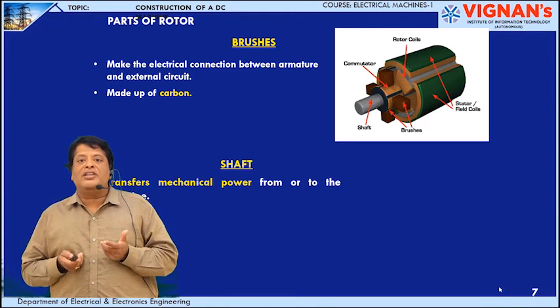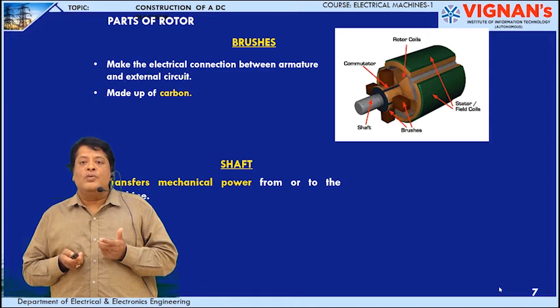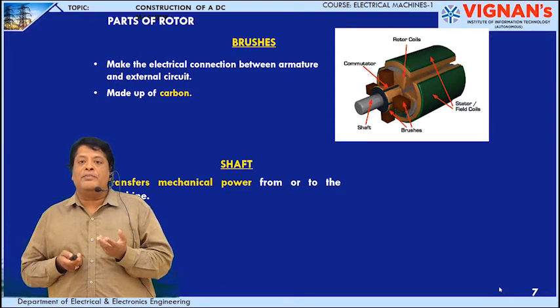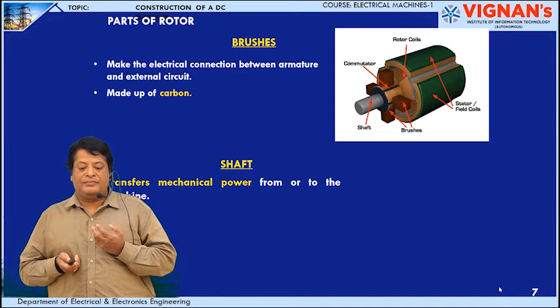Already we have seen the armature and commutator, all the things we are keeping on the shaft only. Through the shaft only, we can give the mechanical input or we can take the mechanical output from the machine.